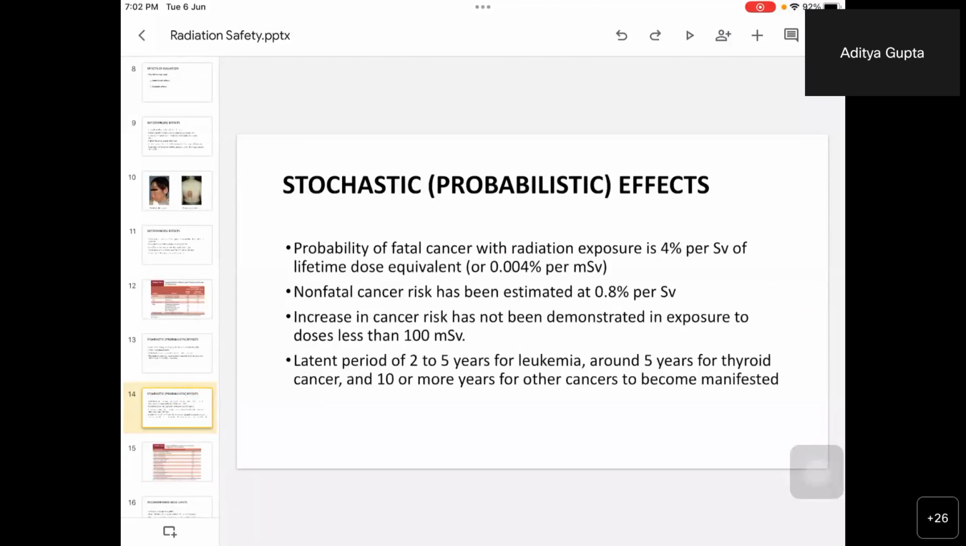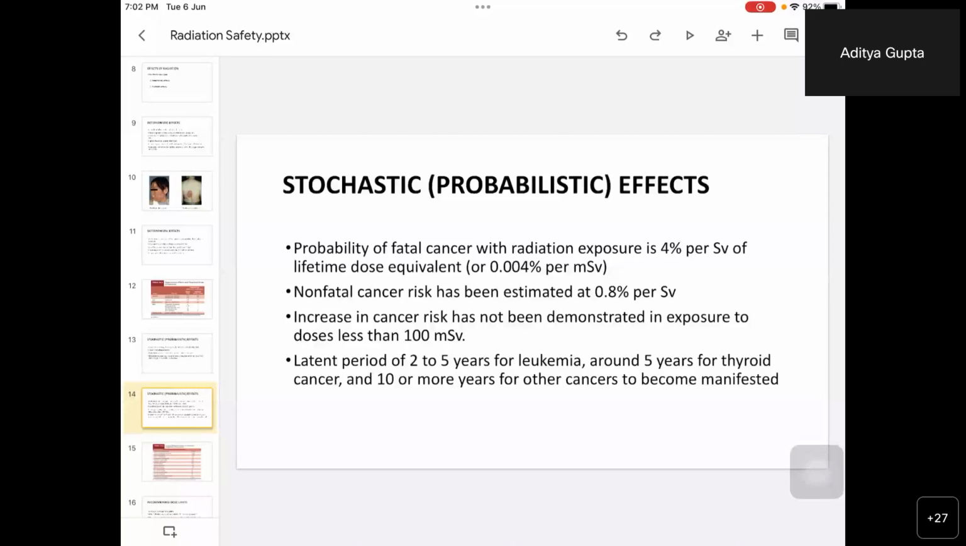So the probability of fatal cancer with radiation exposure is around 4% per sievert for lifetime dose equivalent, or it can be equivalent to 0.004% per millisievert, which is very, very low. Non-fatal cancer risk has been estimated at 0.8% per sievert. Increase in cancer risk has been demonstrated at exposure doses less than 100 millisievert.